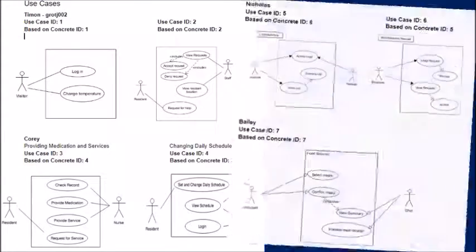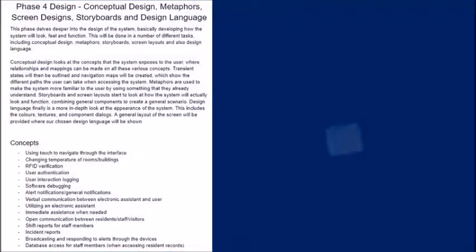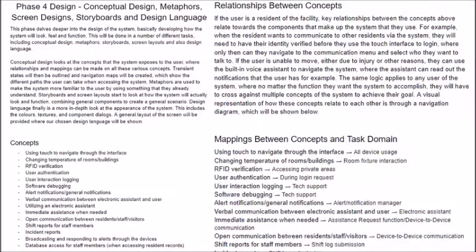The use cases gave us an indication of how the users and technology would interact, enabling us to understand how we would want our final design to work. Phase 4 delves deeper into the design of the system, developing how the system would look, feel, and function. This was completed through a conceptual design, metaphors, screen designs, storyboards, and a design language.